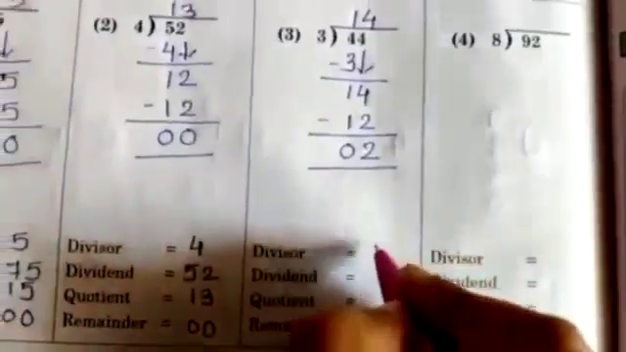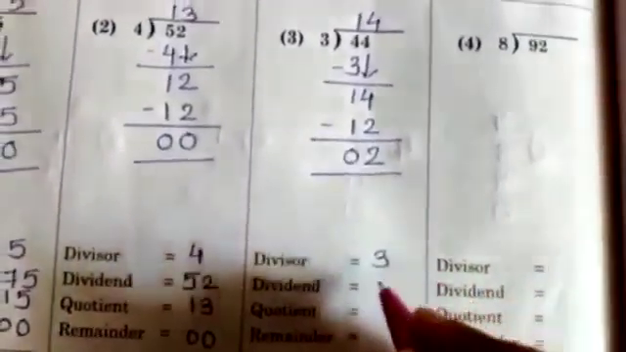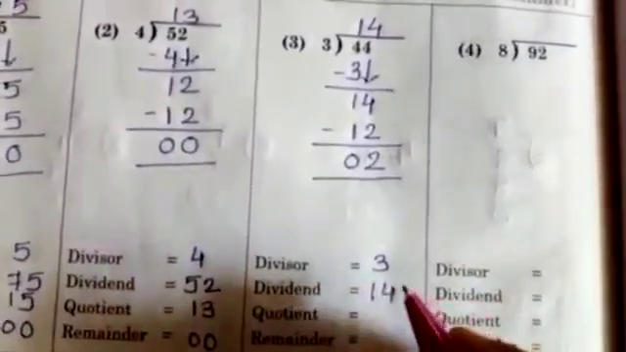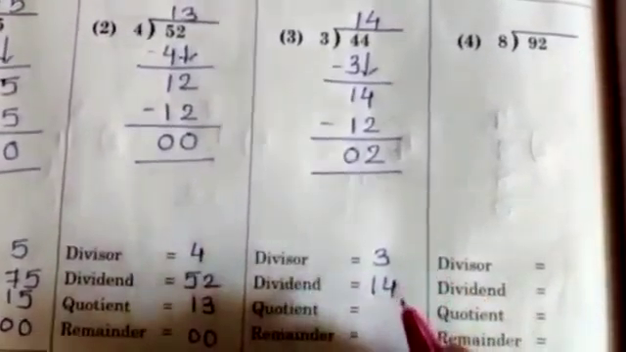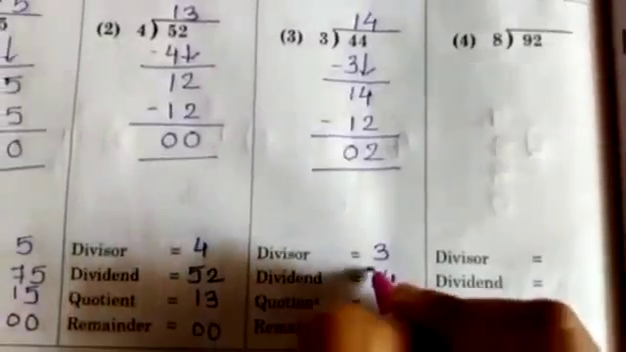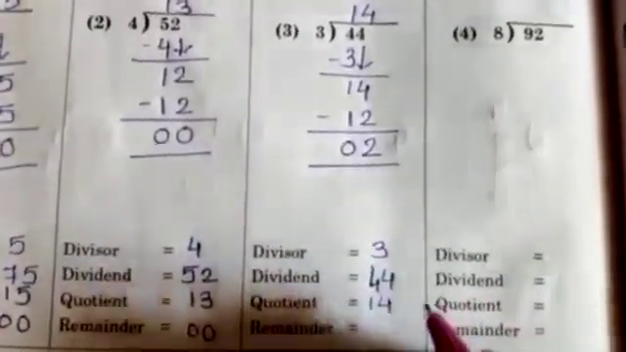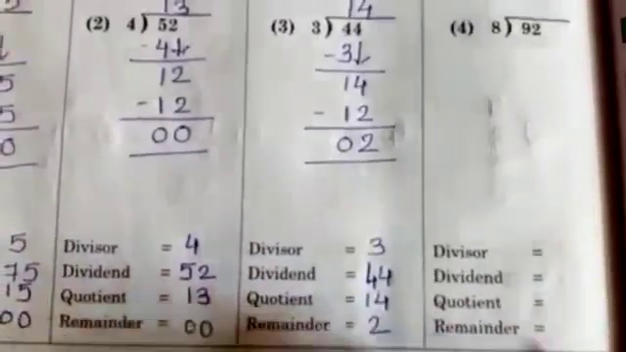Now divisor is 3. Dividend is 44. Quotient is 14. And remainder is 2.